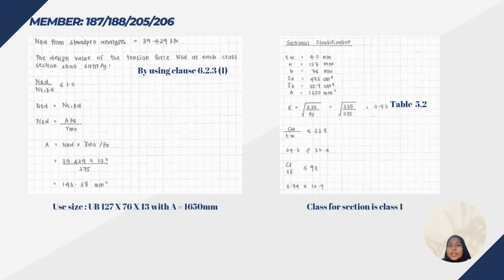For sectional classification, the value of CW over TW must be less than 30.4 and the value is 24.2. CF over TF must be less than 12.9. The value is 3.74. The class for the section is class 1.